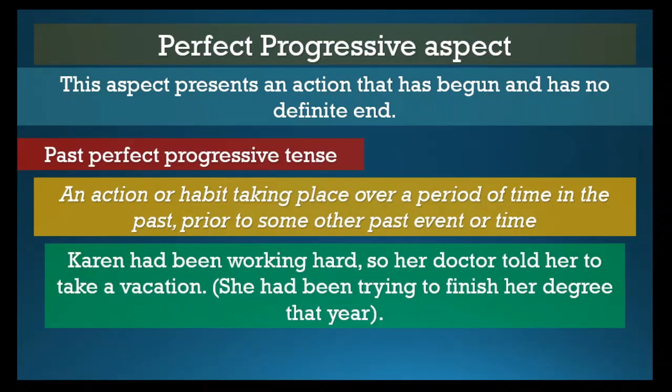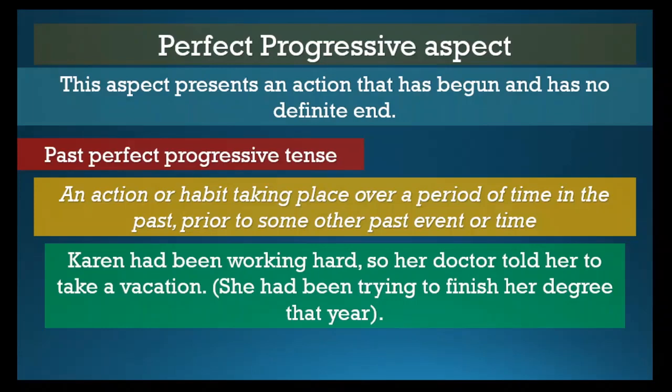This tense aspect class is used to say something about an action or habit taking place over a period of time in the past prior to some other past event or time. Let's have an example. Karen had been working hard, so her doctor told her to take a vacation. She had been trying to finish her degree that year. Here we have two past actions.